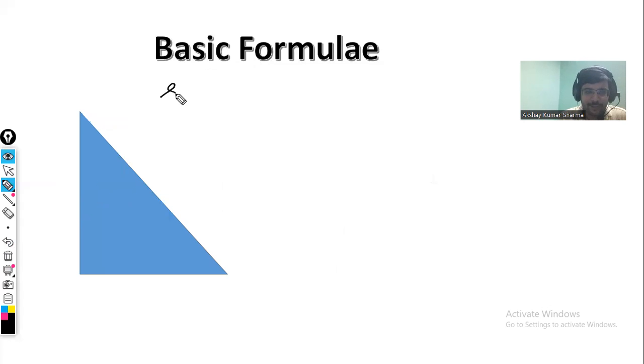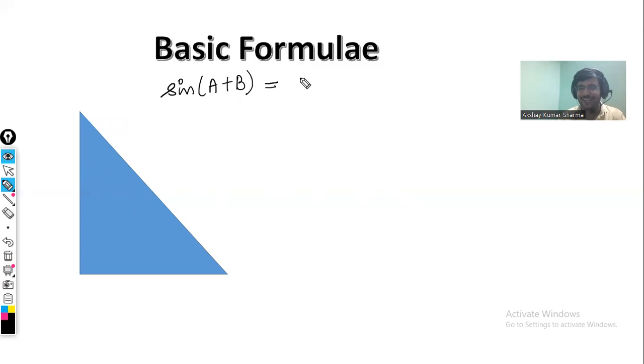Let's jump with the first formula, that is sine of A plus B. This formula goes this way. Now see guys, you have to learn these first four formulas only. Apart from them, every formula you are going to learn by yourself.